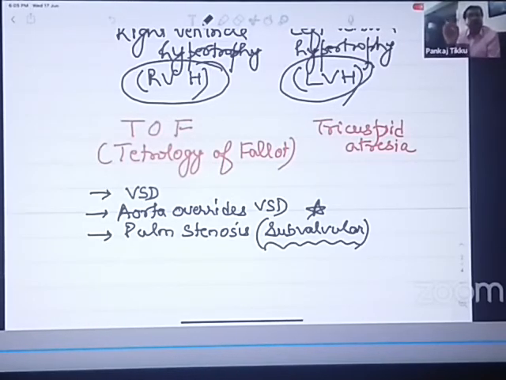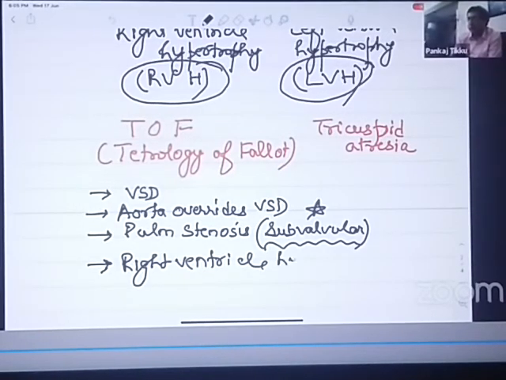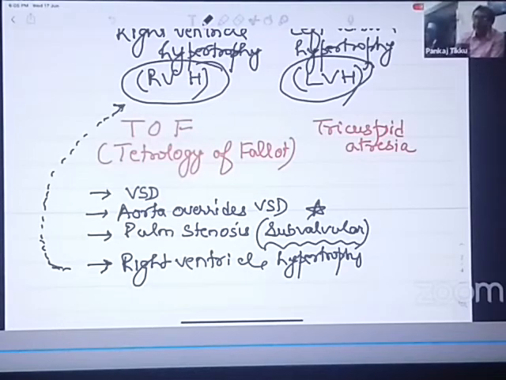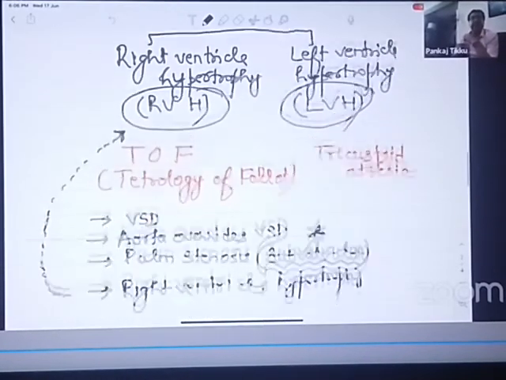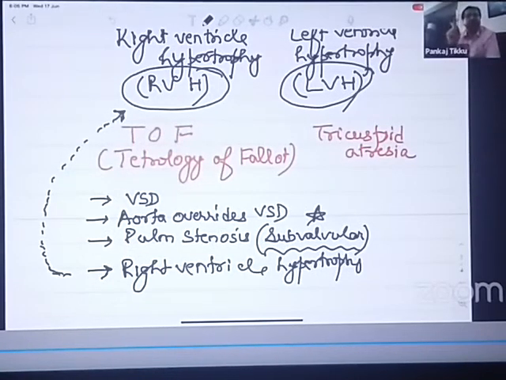Why do we say tetralogy of Fallot? Because there are four components. First is a ventricular septal defect. Second is an aorta which overrides the ventricular septal defect. Third is a pulmonary stenosis. And fourth is a right ventricle hypertrophy. That is why we are putting it under decreased pulmonary blood flow with right ventricle hypertrophy, because one of the components of TOF is a right ventricle hypertrophy.